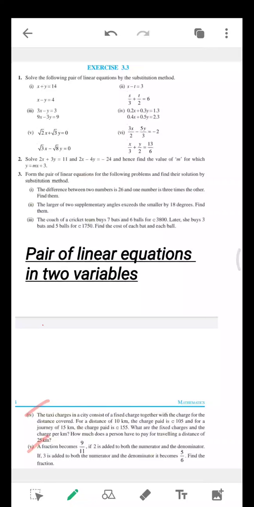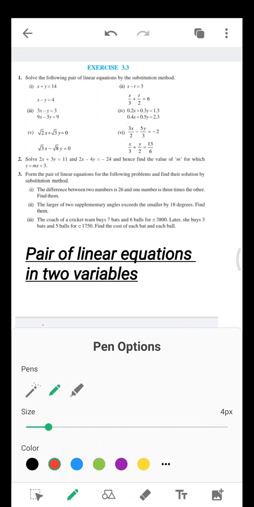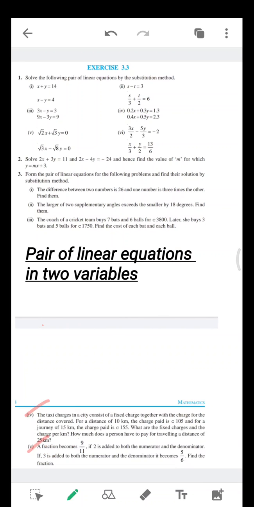Welcome back everyone. In today's session we are going to crack fourth and fifth bit of question number 3, pair of linear equations in two variables. These are the two bits which I have ticked. So in the first, let's begin with the fourth bit.